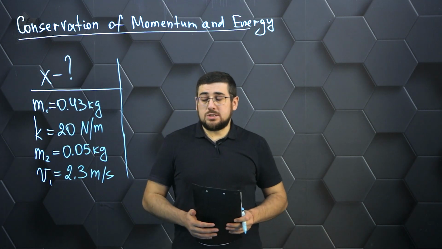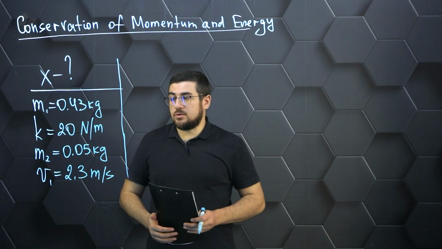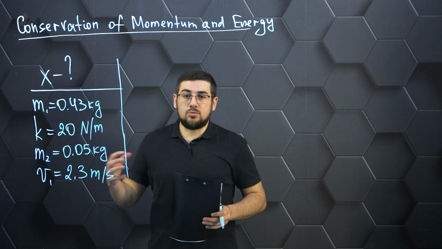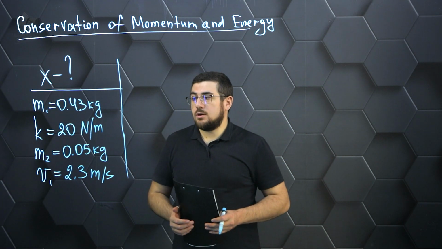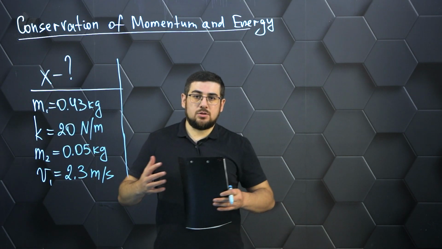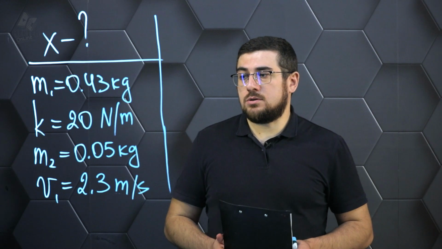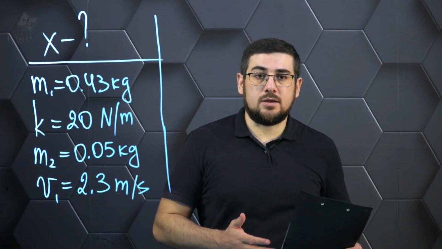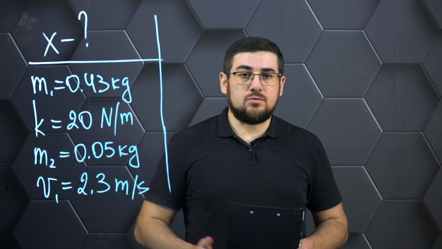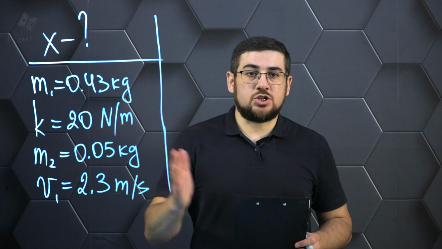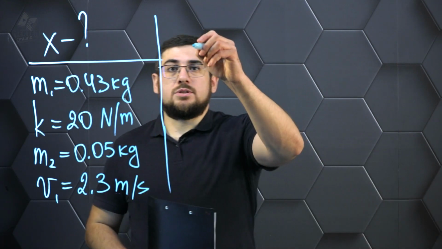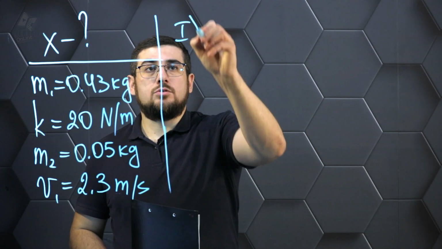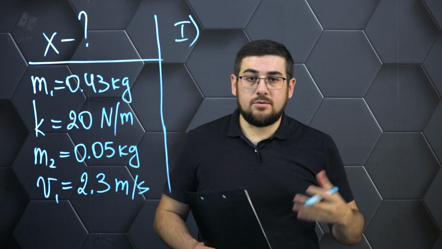You have to think about it from the point of view that, first of all, the putty has stuck to the block, so it set it in motion. And then the block starts to compress the spring. So we're looking at two things in sequence. The first is the impact of two bodies, and the second is the process of spring compression. Let's divide the problem into two parts. So the first part will be devoted to the collision of two objects.